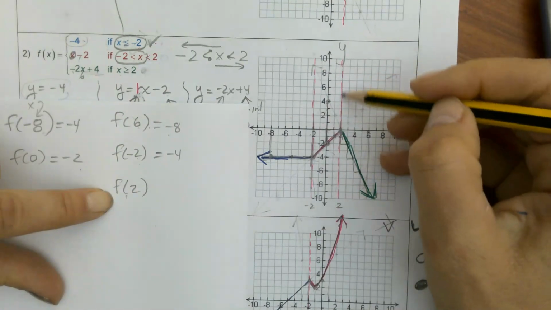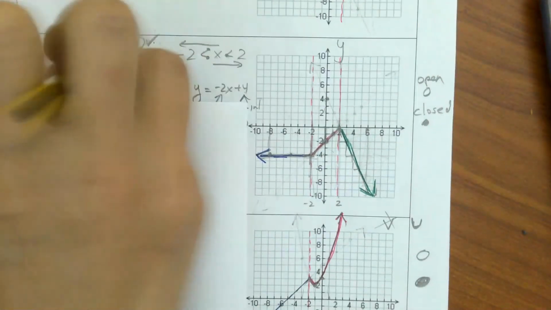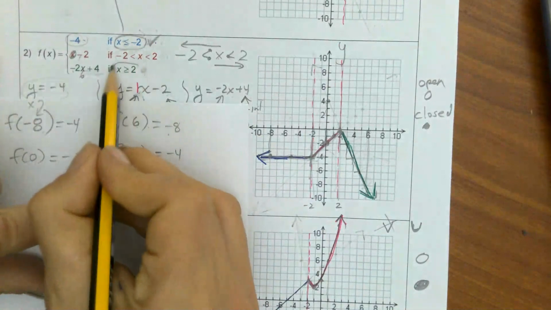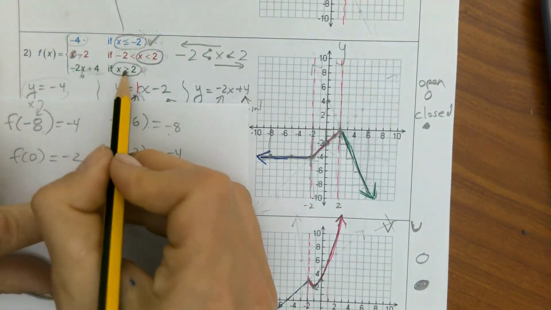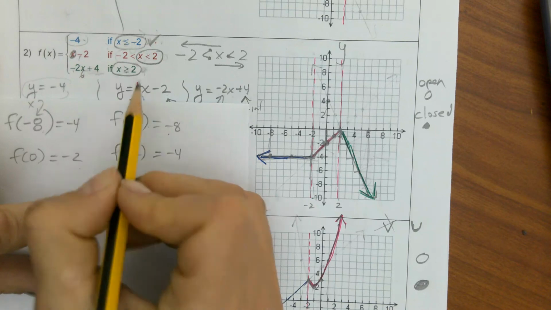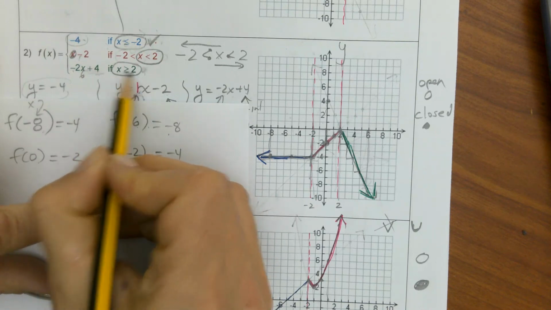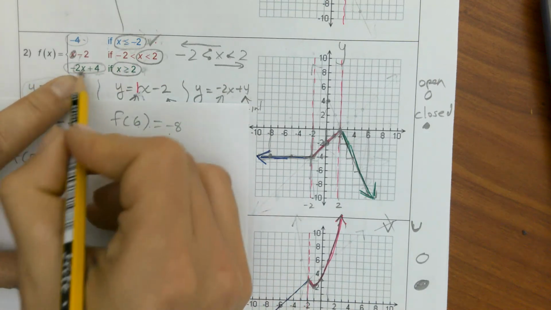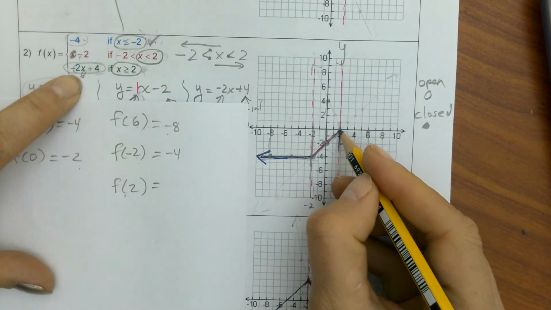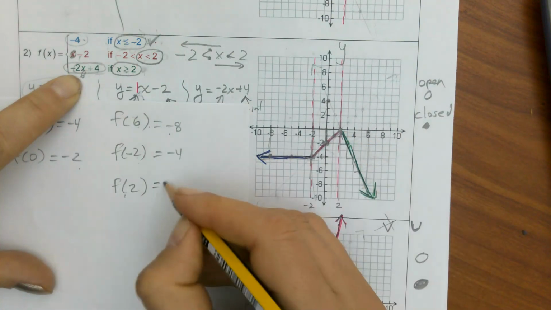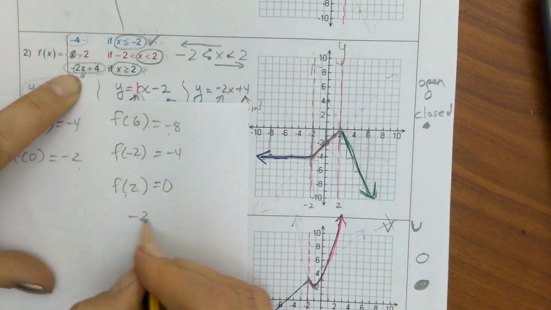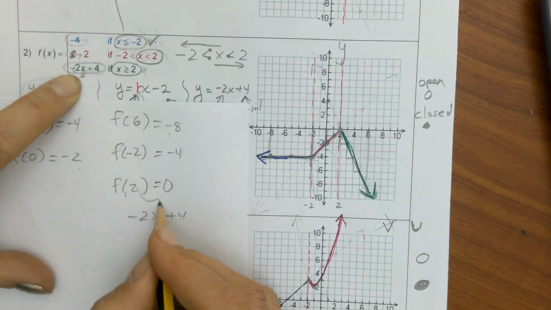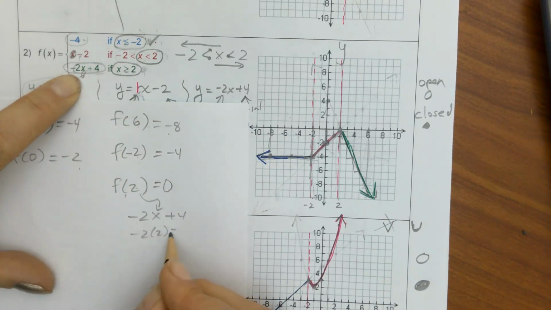What about 2, the boundary of 2? Okay, 2. Here's 2 and here's 2. Well, the equal sign is with the green one. So if I have x equal to 2, I have to use this function. So I would go, okay, I could put the 2 into here. Or I can look on my graph and go, oh, it's 0. So if I put a 2 into here, negative 2x plus 4, and put my 2 here, that's a plus. That's negative 4 plus 4 equals 0.